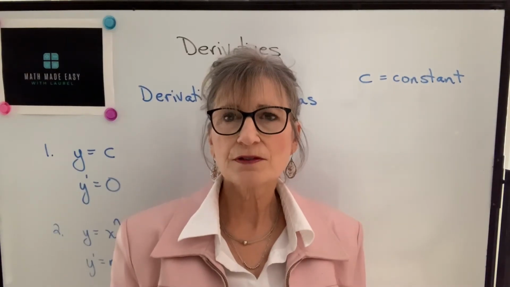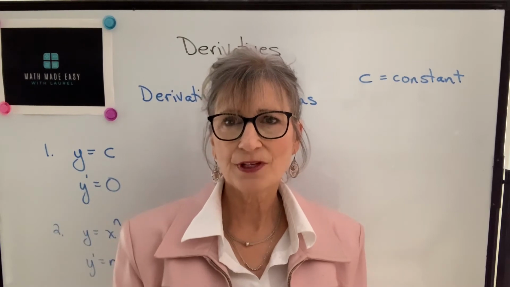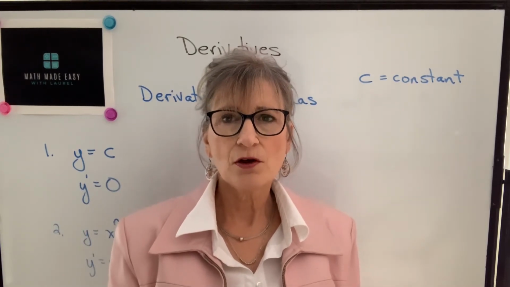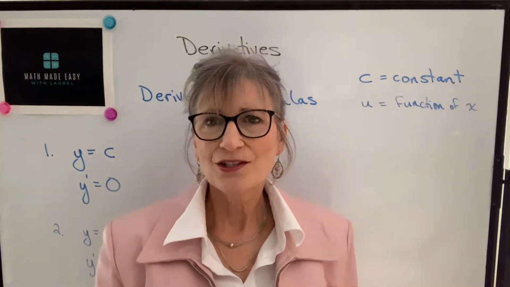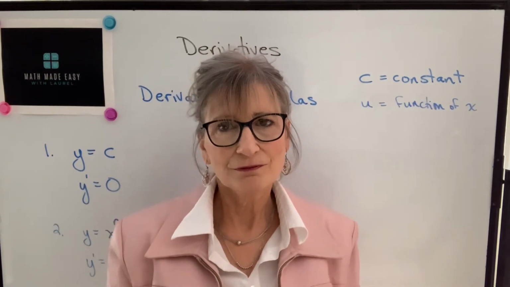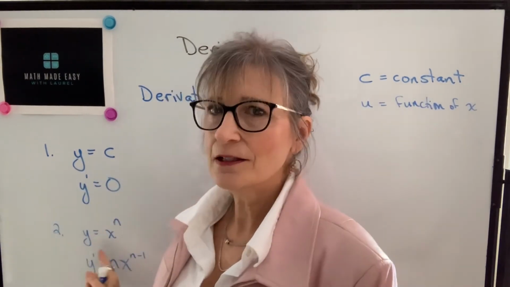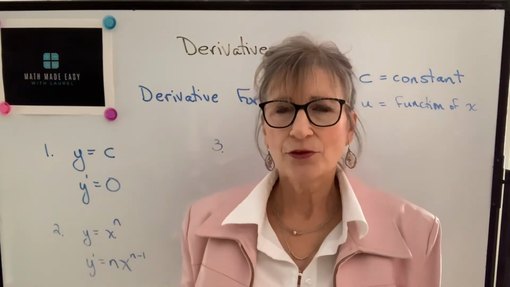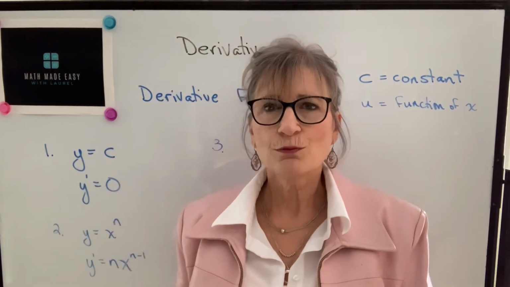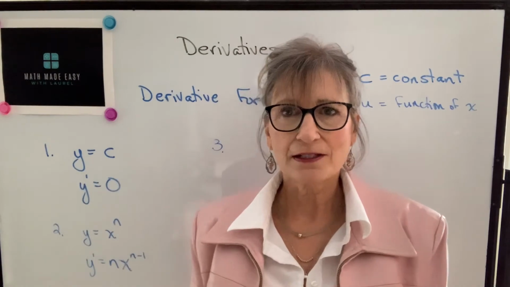Our next rule deals with a constant times a function. And what I'm going to do is call that function u. So far, the only function of x that we've looked at is x to the n, but we are going to get into other functions as we progress. So this rule applies for any type of function of x.